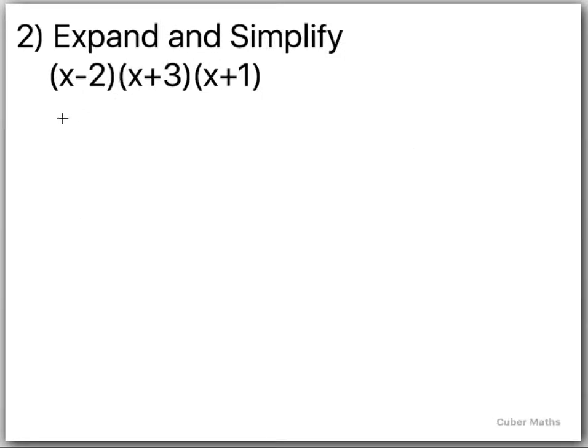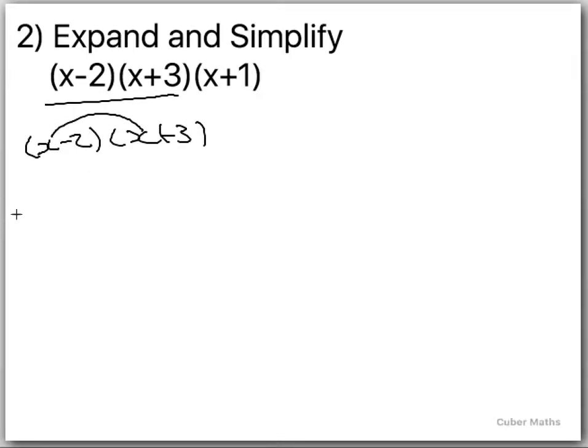Our second problem says (x - 2)(x + 3)(x + 1). And again it says expand and simplify. So just like before, we'll take our first two terms. We'll take x - 2 and x + 3 and do that parrot method.